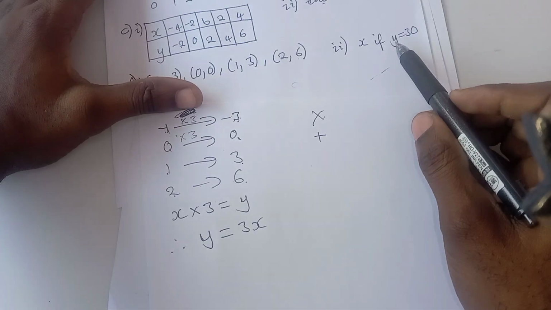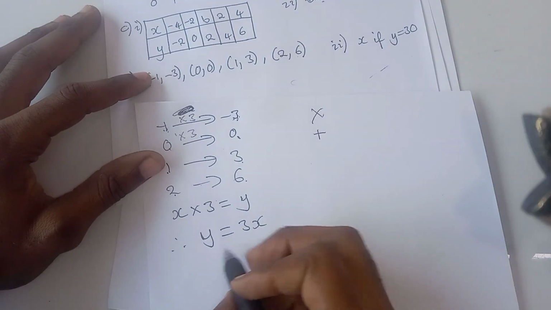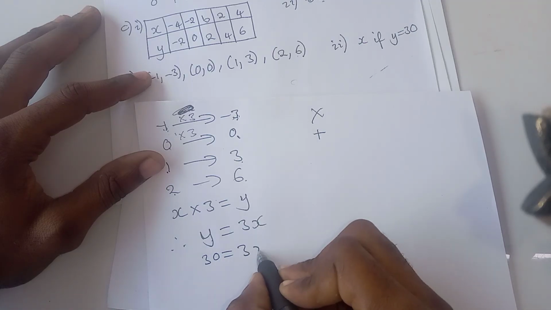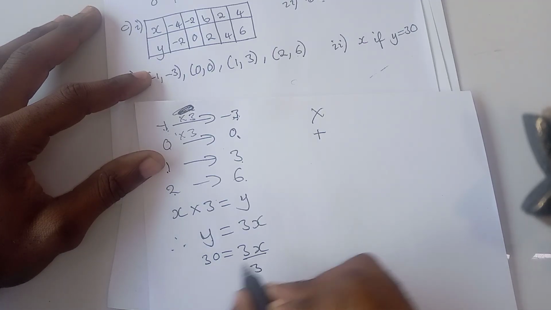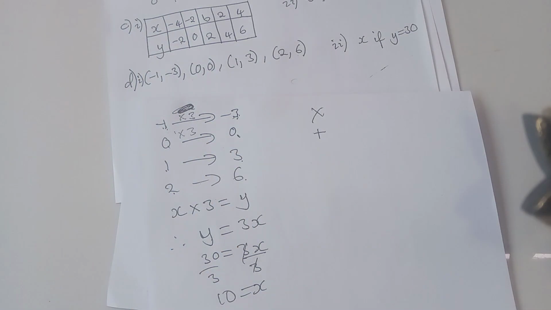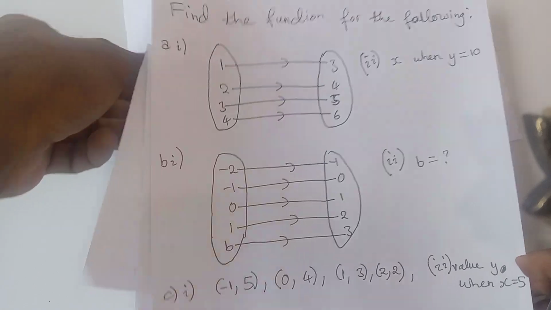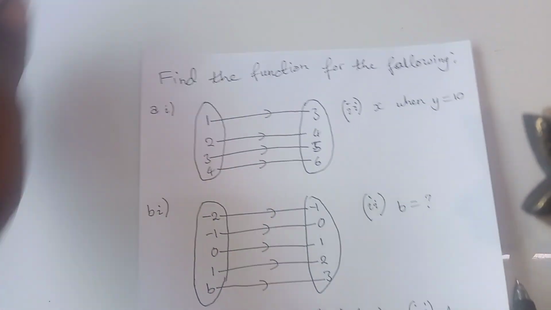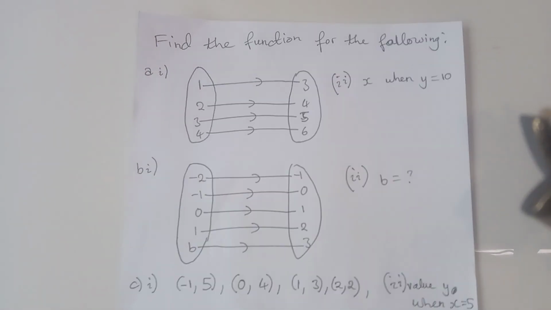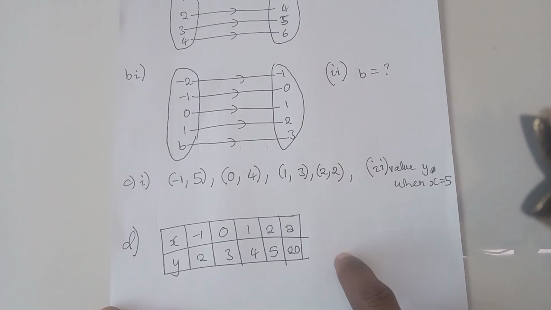Lastly, if y is 30, find x. So where you have y, just substitute your 30, and then you have 3x. To solve for x, you can simply divide both sides by 3, and you are done. So x is 10. Now you can try to solve these 3 problems. The first one has a mapping, this one, this, and then that.